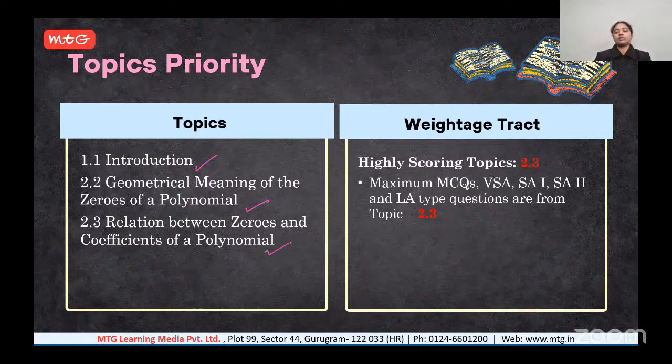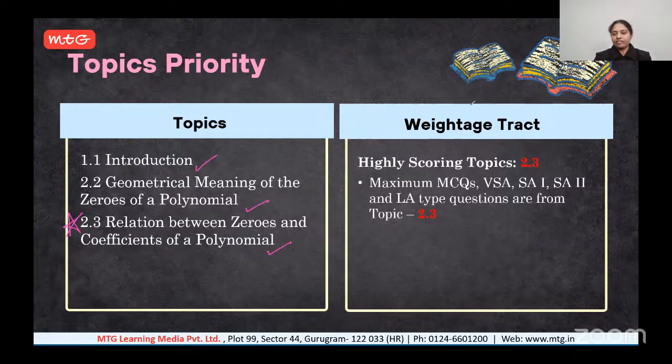Moving further, the core topic of this chapter, or the most important topic of this chapter, you can even call it, which is the relation between zeros and coefficients of a polynomial. In every polynomial, you'll be having coefficients. You all are familiar with it. Apart from the coefficients, you also have zeros of a polynomial. What are zeros of a polynomial and how they are related to coefficients is all about this topic.